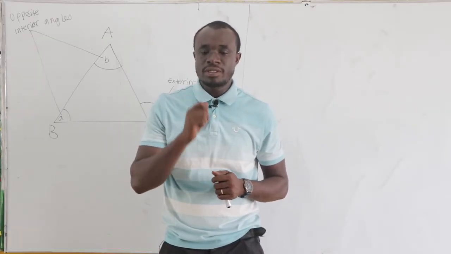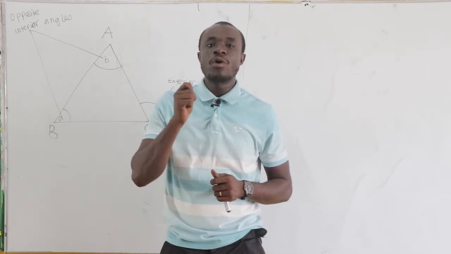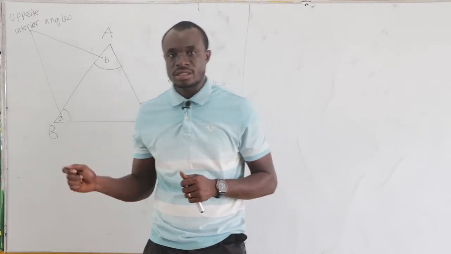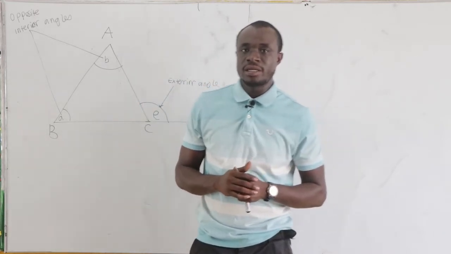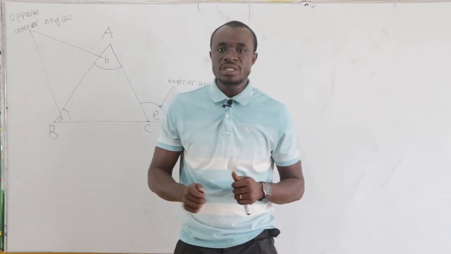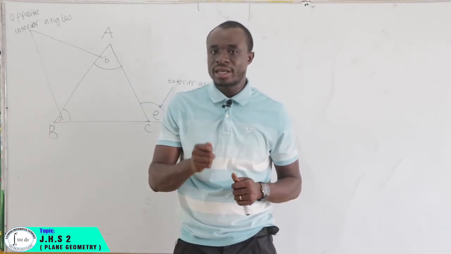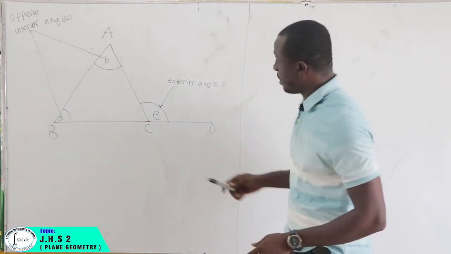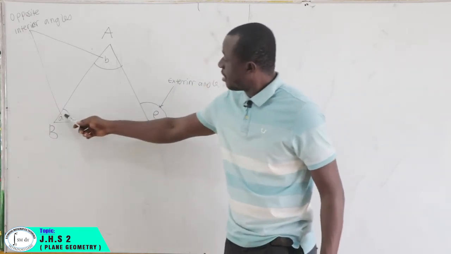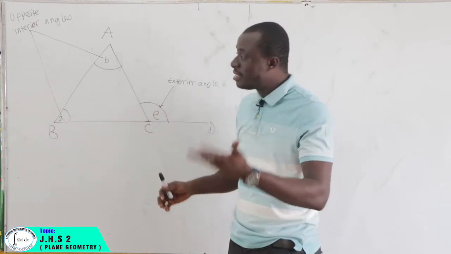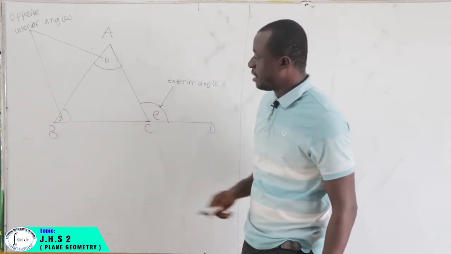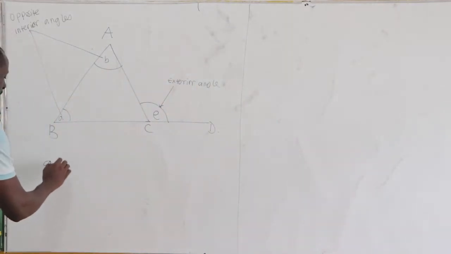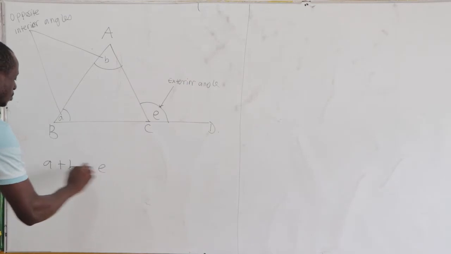Now the next property says that the sum of the opposite interior angles is equal to the exterior angle. Let me take it again. The sum of the opposite two interior angles is equal to the exterior angle. So over here in this diagram, A and B are the opposite interior angles, and then E is the exterior angle. So all that we are saying is that A plus B equal to E.